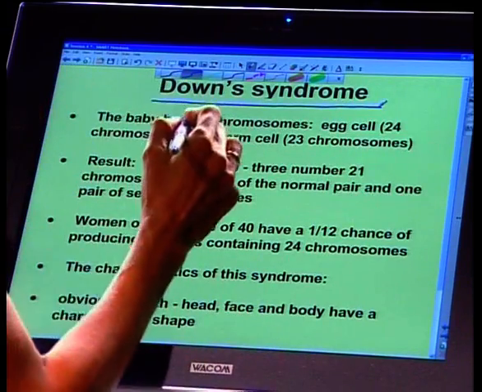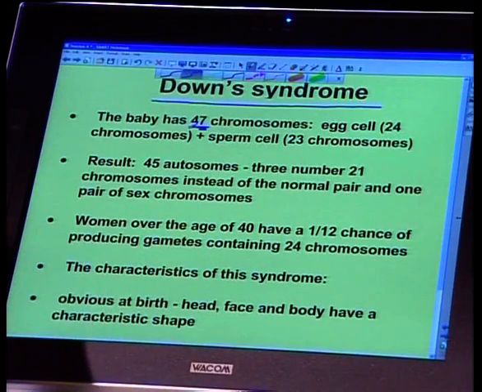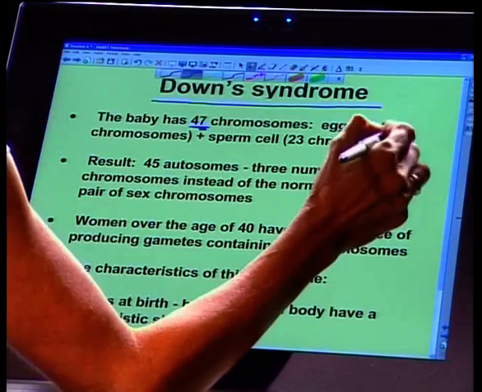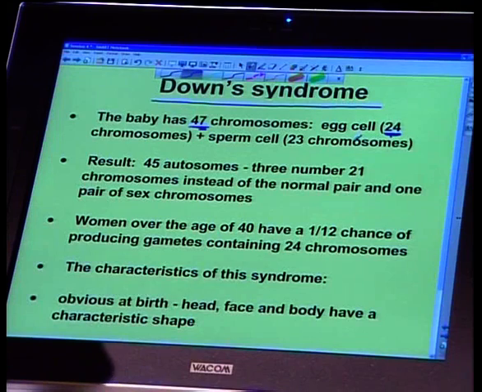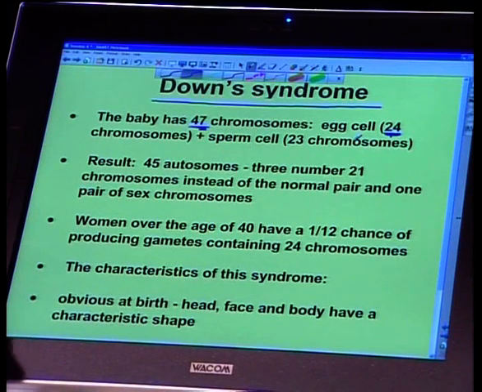And here the baby has 47 chromosomes. So the egg cell has 24 instead of 23 chromosomes. And then we add the 23 from the sperm cell, and that's where the problem comes. And it's normally mothers or women that are over the age of 40.